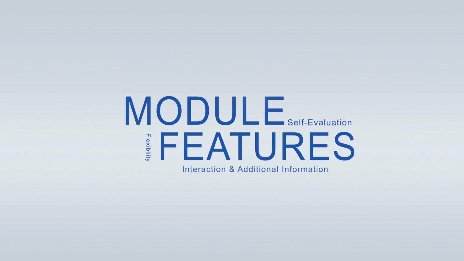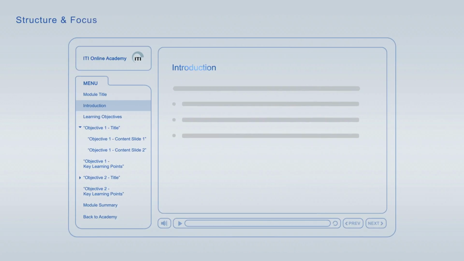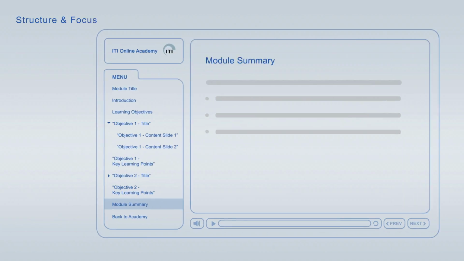ITI Online Academy learning modules offer a wide variety of features to optimize your learning. Every module starts off with an introduction that is followed by the learning objectives, giving you an overview of the main topics and learning goals covered. Each of the learning objectives is discussed in an individual topic chapter that concludes with a list of its key learning points. The summary at the end of each module combines the major key learning points across all learning objectives for final repetition and focus.